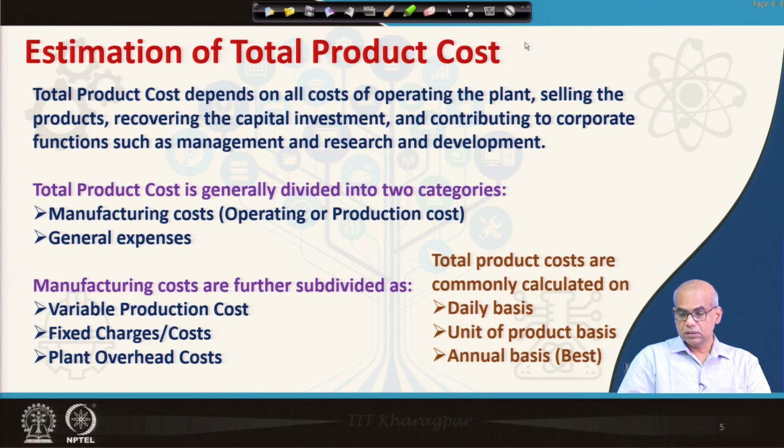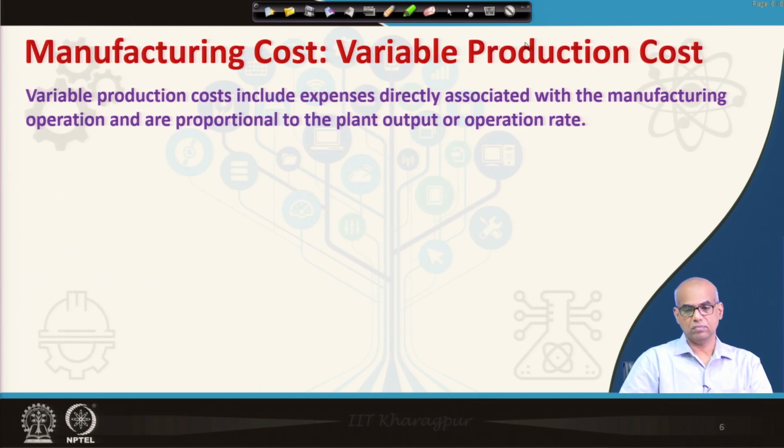Before that, this total product cost you can calculate on various bases, such as daily basis, unit of product basis, as well as annual basis. Among these three, the annual basis is the best option and most frequently chosen. So, now we will talk about these three different manufacturing costs in some more detail.